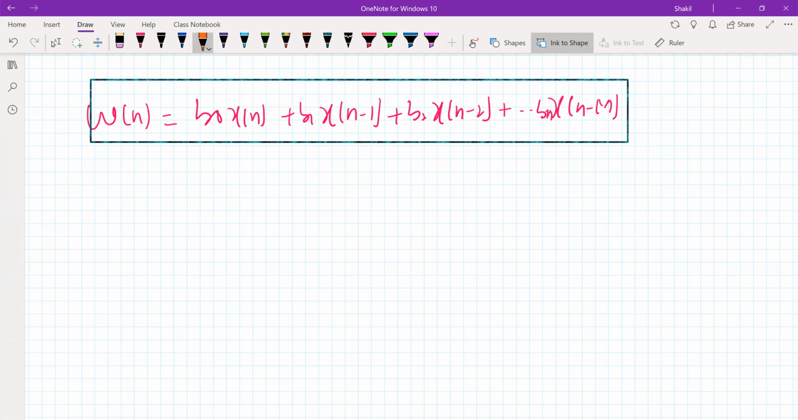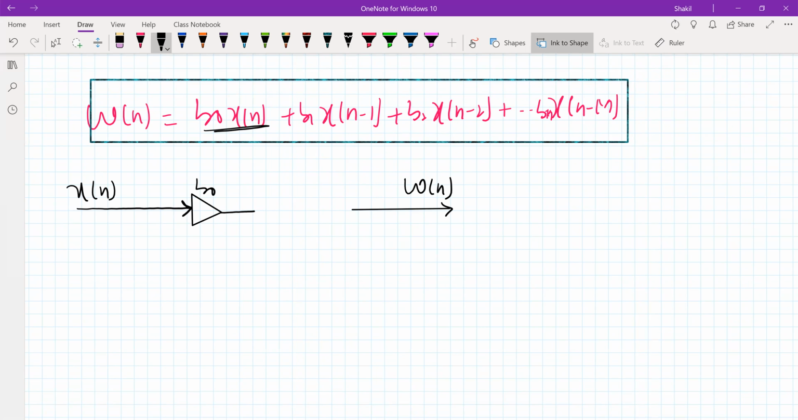So let's start with x of n. Suppose we have input x of n and our output is w of n. First, we need this term, x of n multiplied by b of 0, and then we get b naught x of n. Then we have to add this term. First I must get x of n minus 1. How do I get x of n minus 1? We delay x of n by one sample point.